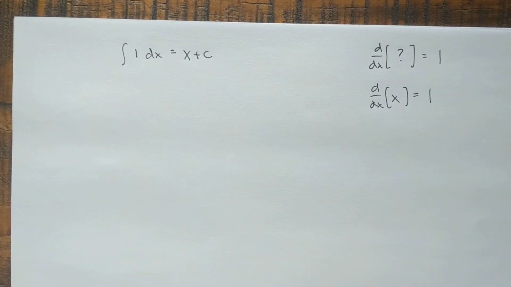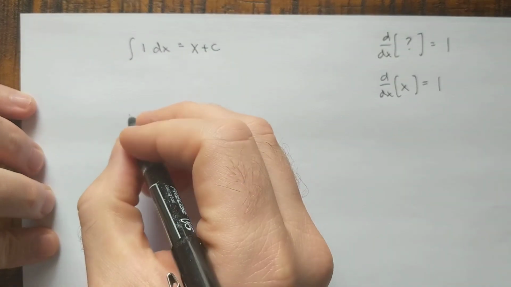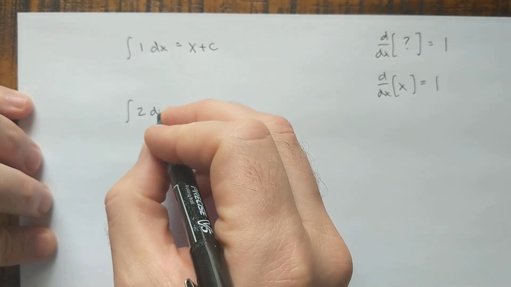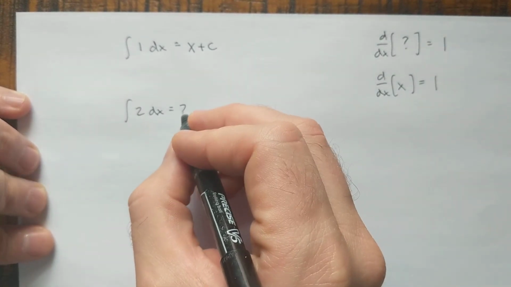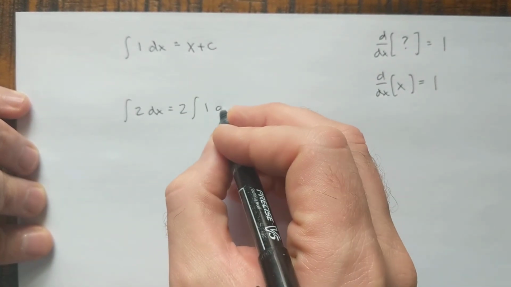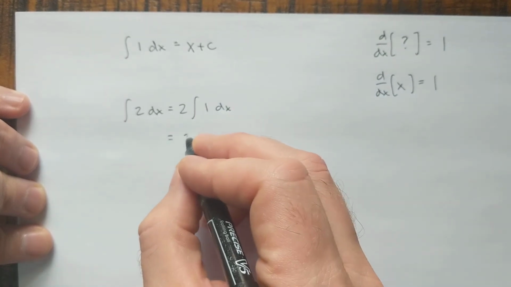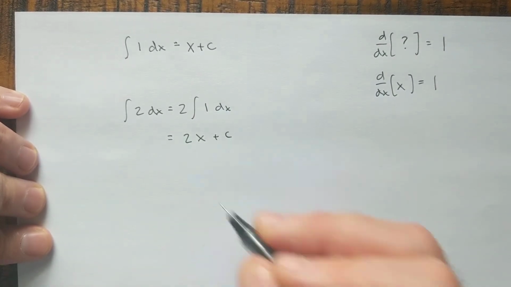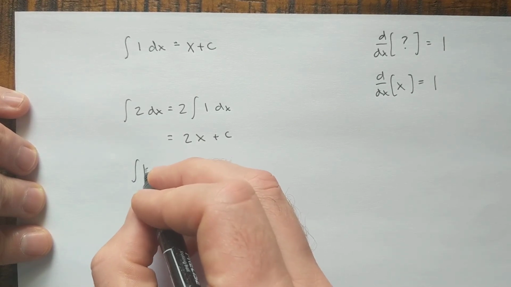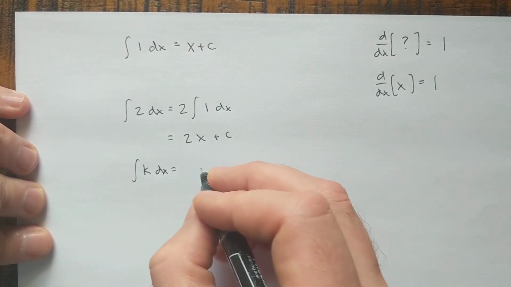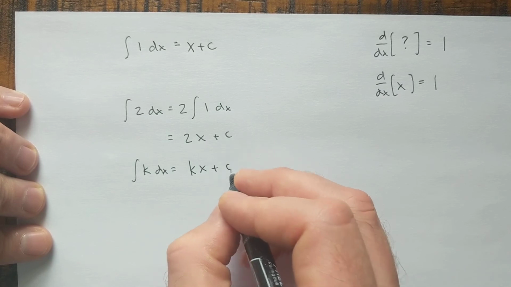Sorry about that. Okay, so then what happens if I take the antiderivative of 2? Well, you can think about this a few ways, but if we use the constant multiple rule, if I can factor a 2 out, then this is just going to be 2x plus c, and so on. So any integral of a constant multiple is always going to be that multiple of x plus c, right?